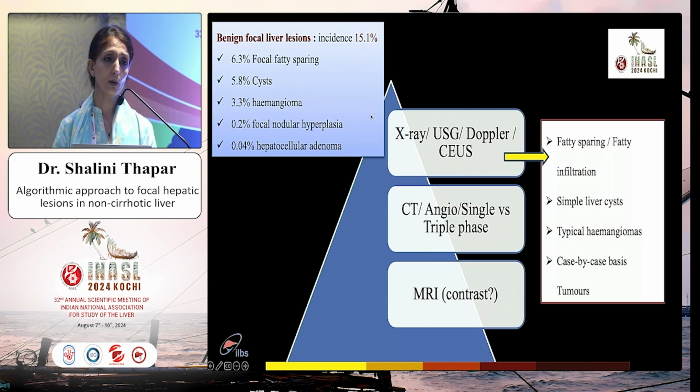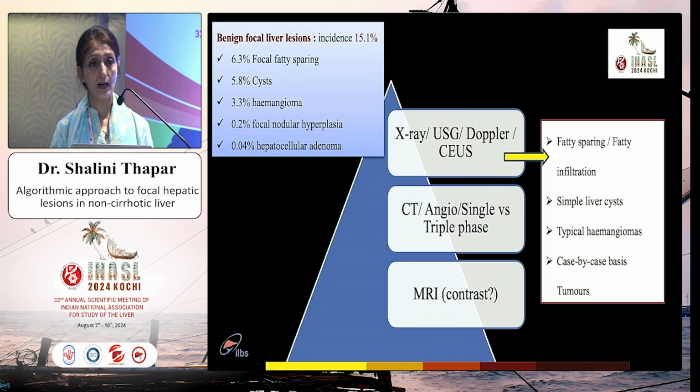So when we talk about benign focal lesions, which are the commonest lesions which we see on ultrasound, the first modality: focal fatty sparing, cysts, hemangiomas, FNH, and hepatic adenomas. These five lesions have pretty much covered all the benign lesions that we've ever seen. All of them can be easily seen in ultrasound and best on a contrast ultrasound.